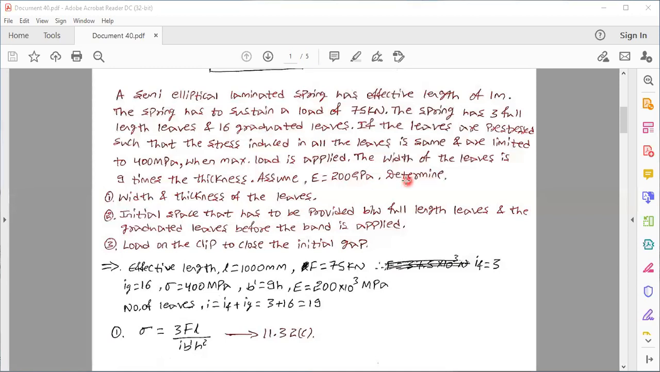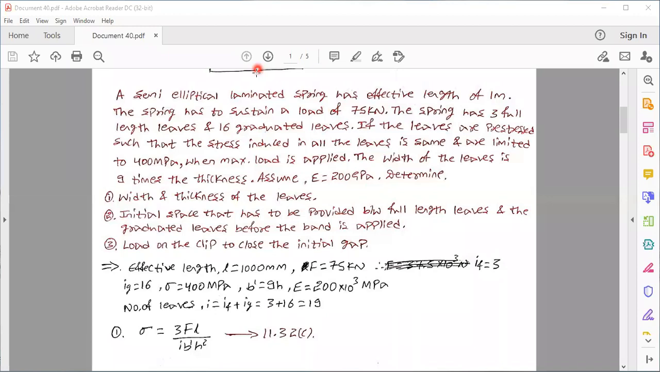In this, he has asked to determine the width and thickness. You need to find out the value of width, that is B, as well as thickness H. And he has asked you to calculate the initial space that has to be provided between the full length leaves, meaning the space between the full length leaves and the graduated leaves.